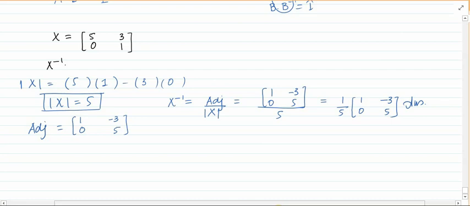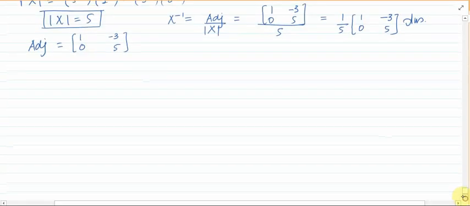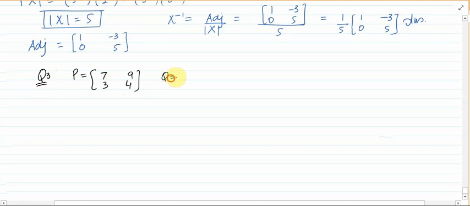That is the answer for the matrix X inverse. Moving on to the next question, question number 3 from your book. It says that if P is 7 9 3 4 and Q is 4 negative 3 negative 9 7, find QP and PQ.